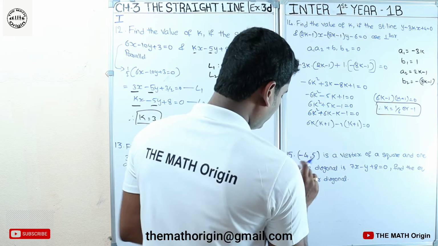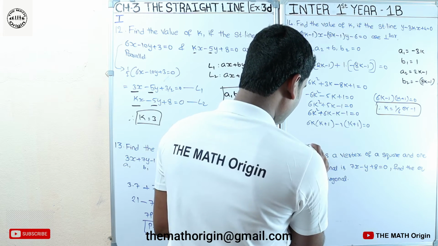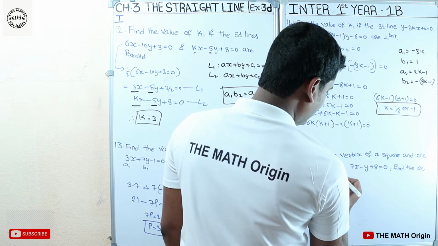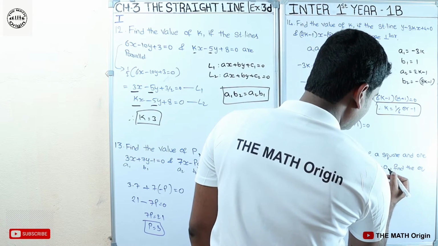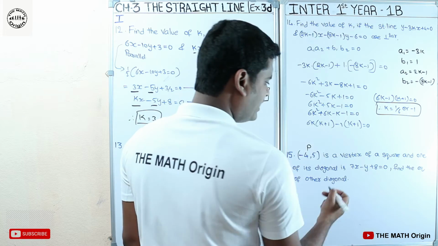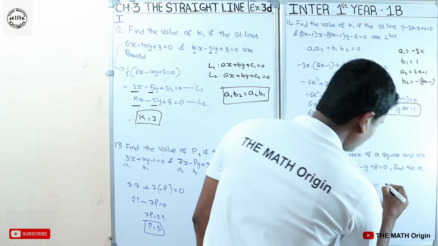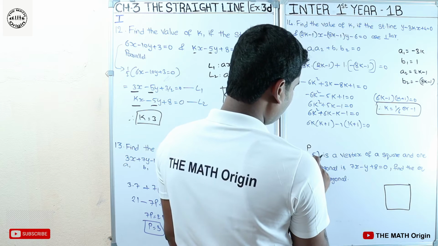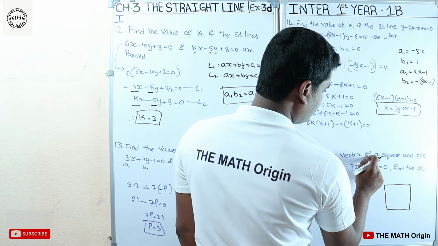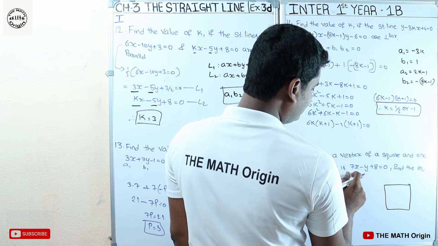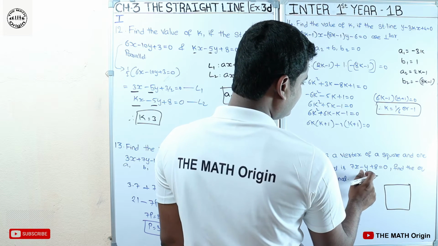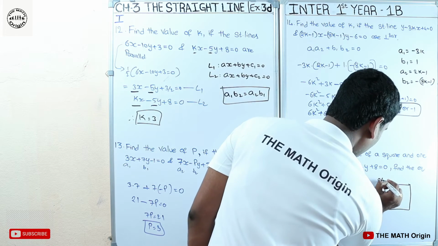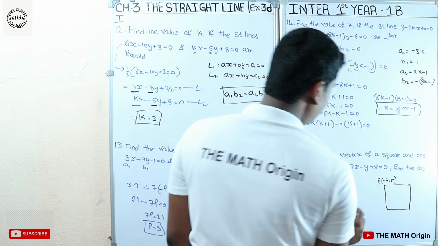Next, the 15th. Point P is a vertex of a square and one of its diagonals is 7x minus y plus 8 equals to 0. Find the equation of the other diagonal. They mentioned it's a square, so listen carefully. P is a vertex of a square, and I can say this point P is minus 4 comma 5.